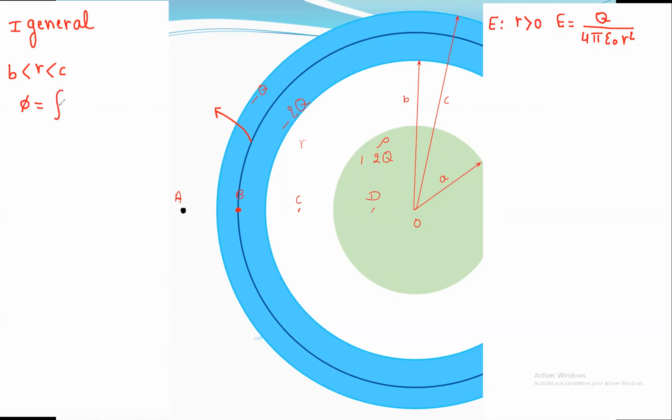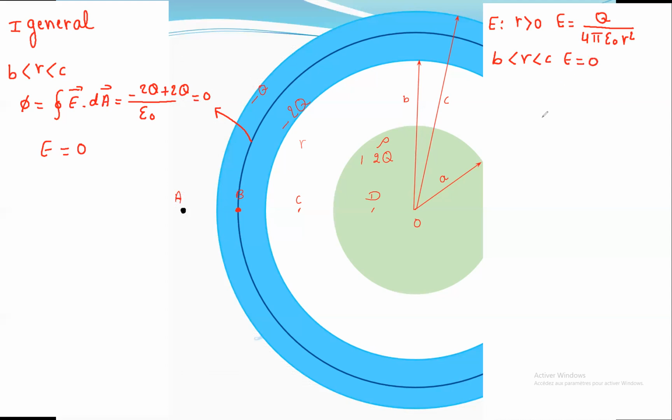Flux equals the integral of E dot dA equals Qn. Inside this one, we have minus 2Q plus 2Q. So minus 2Q plus 2Q divided by epsilon equals 0. So E equals 0 in this region. We can write here for R between C and B, E equals 0.